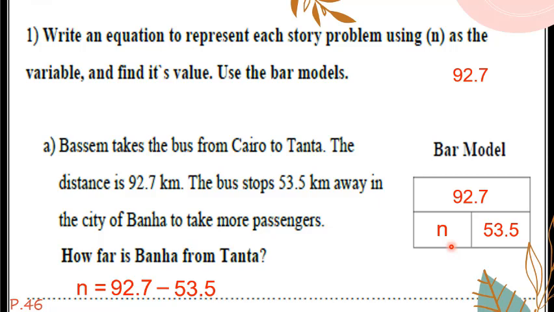I'm going to write 92.7 up, minus 53.5 down. Then I will start from the right side. 7 minus 5 equals 2. Decimal minus decimal equals decimal. Can I take 3 from 2? Of course not. So I will borrow 1 from 9. 9 will be 8 and 2 will be 12. Now 12 minus 3 will be 9. 8 minus 5 equals 3. So n equals 39.2.